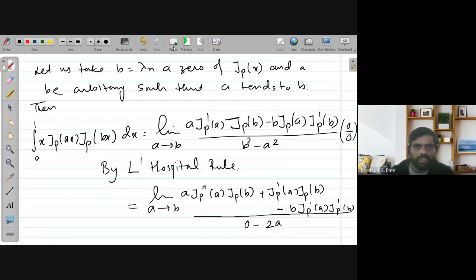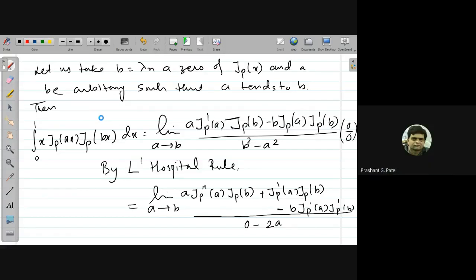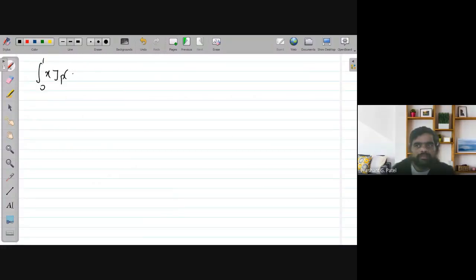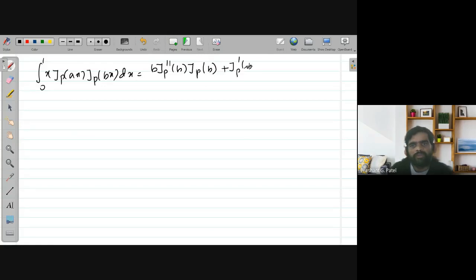So this integration from 0 to 1 x Jp(ax) Jp(bx) dx, when you apply this limit a to b, is equal to b into Jp''(b) Jp(b) plus Jp'(b) Jp(b) minus b Jp'(b) Jp'(b) upon minus 2b.